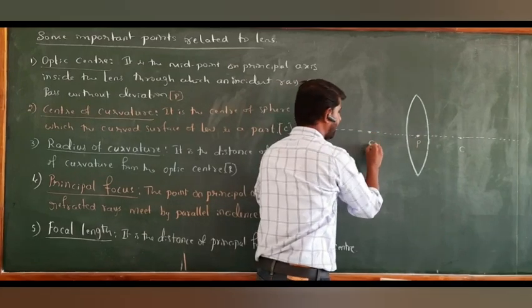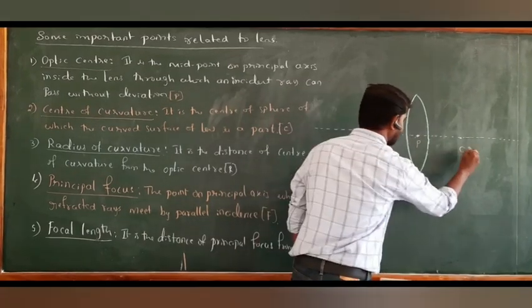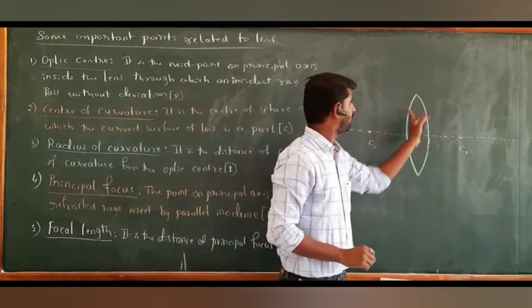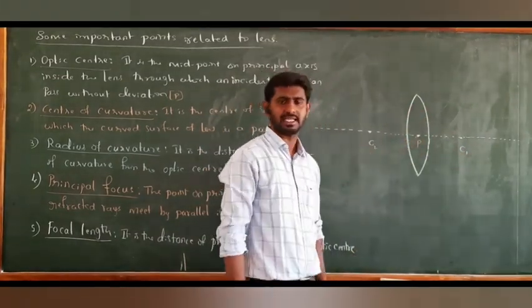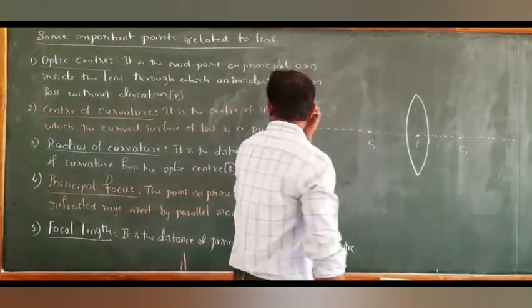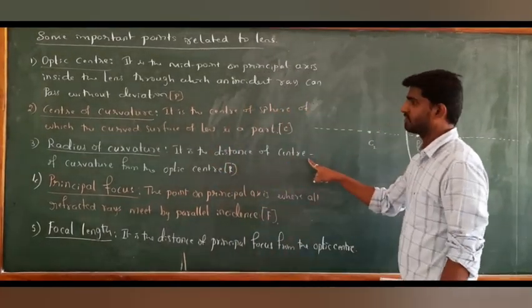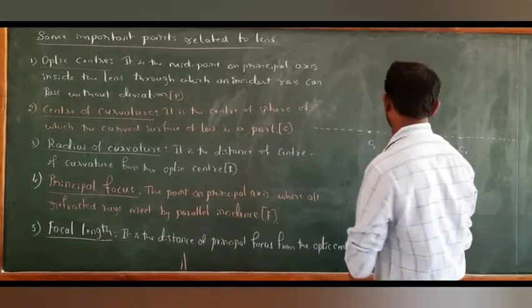And it is also having a C. I call this C1 and C2, the center of curvature of the first surface and the center of curvature of the second surface. And the next point, radius of curvature. It is the distance of the center of curvature from the optic center.